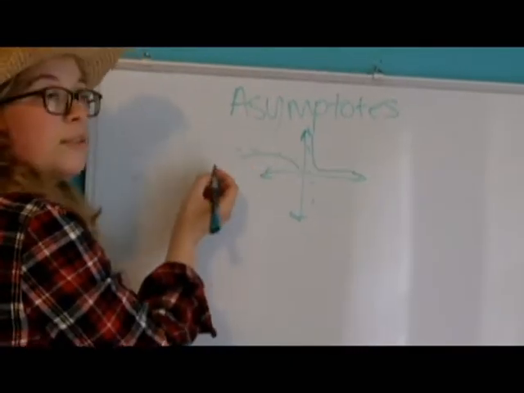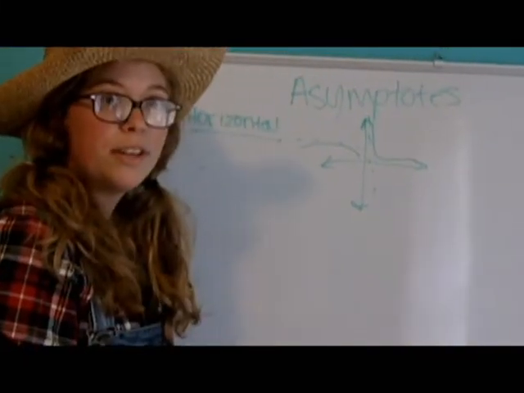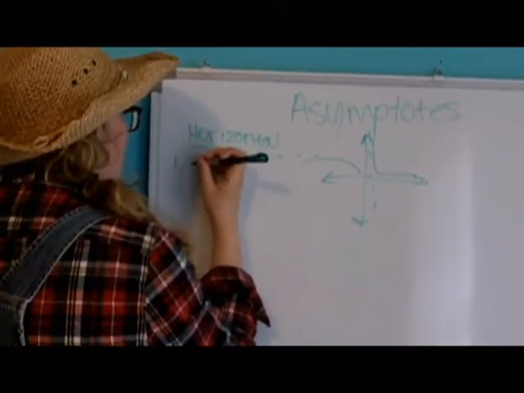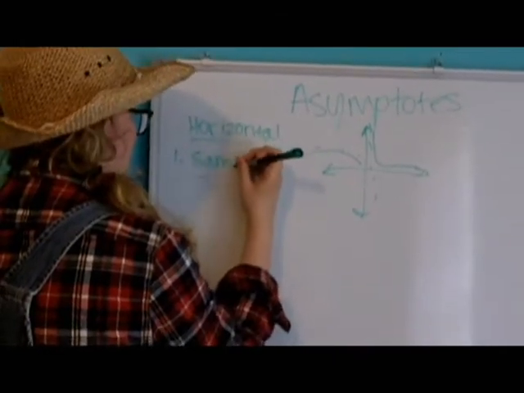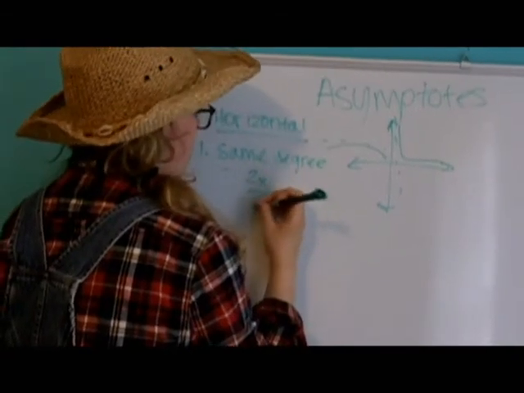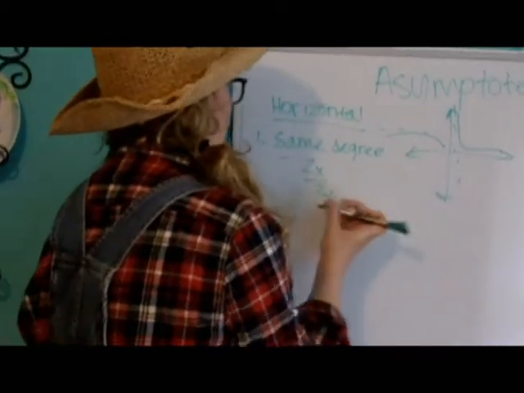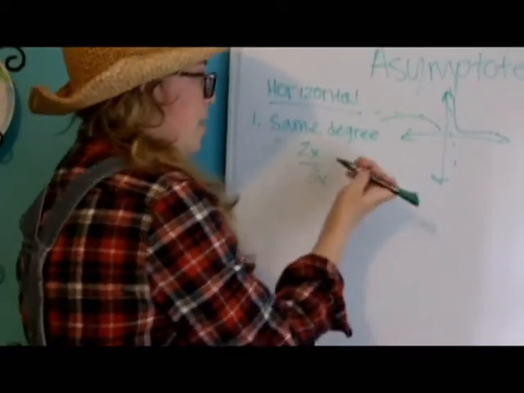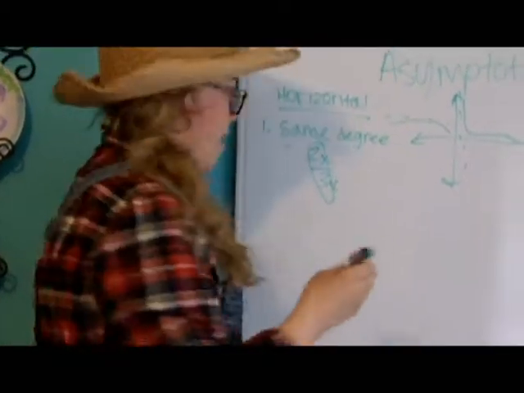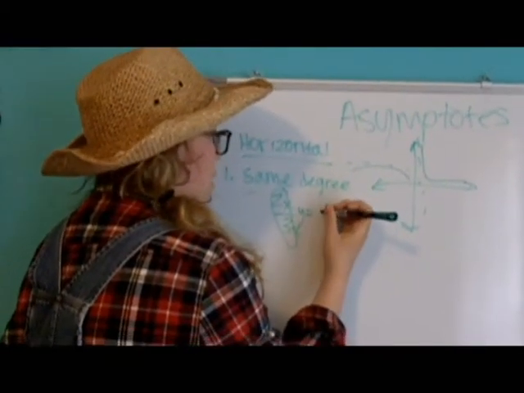So this one, we'll start off first. This is a horizontal asymptote. Now, horizontal asymptotes, they come in three packages. First, you've got it if it has the same degree, such as 2x over 3x. The degree is just the exponent on the variable. So if they have the same degree, you just do the ratio of the coefficients, or the numbers in front of the x's. So in this case, we will have a horizontal asymptote at y equals 2/3.